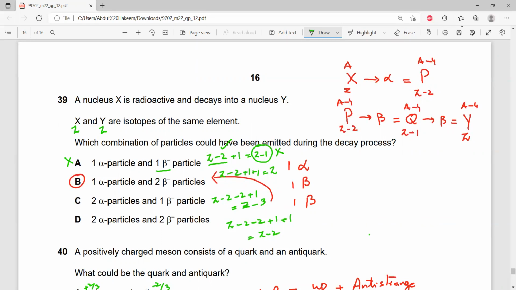Now come to option B, 1 alpha and 2 beta. So Z minus 2 because of 1 alpha, and 2 beta mean plus 1 plus 1. So plus 2 minus 2 cancelled. So look, the answer is again Z. It means B is the correct option. After the emission of 1 alpha and 2 beta, the proton number remains the same. That's why B is the option. You can check C and D similarly. So B is the correct option.